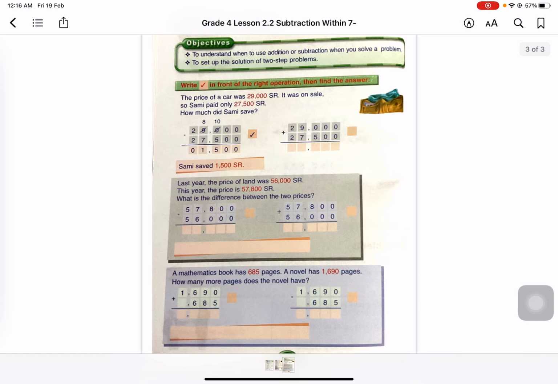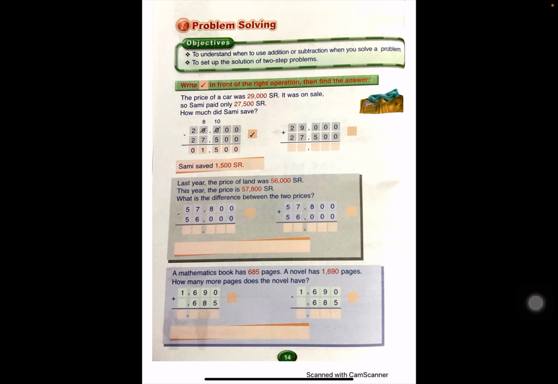Sometimes they give you problem solving that needs two steps to be solved. In each of these questions they are going to write plus and minus for you and you are going to choose. Okay, let's go to question number 1.